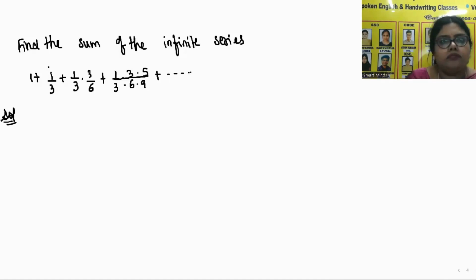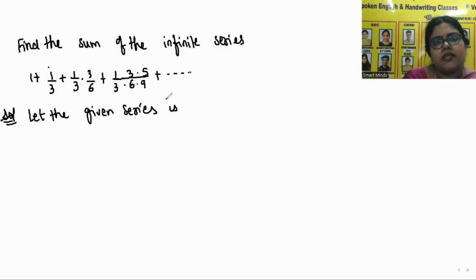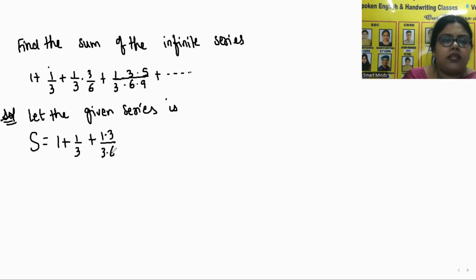Yes. Now take this question. Find the sum of the infinite series: 1 plus 1 by 3 plus (1 into 3) by (3 into 6) plus (1 into 3 into 5) by (3 into 6 into 9) plus so on. So first let us write the given series. Let the given series be denoted by S. So S is 1 plus 1 by 3 plus (1 into 3) by (3 into 6) plus (1 into 3 into 5) by (3 into 6 into 9) plus so on.